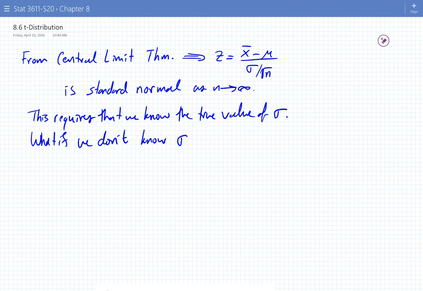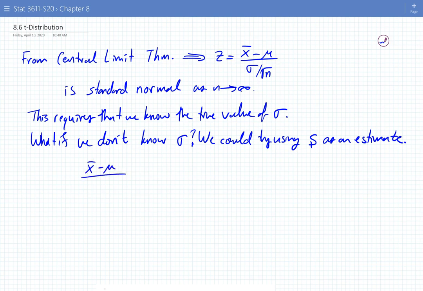So what if we don't know sigma? Well, we could try using the sample standard deviation S as an estimate. S squared would be the sample variance. All right. So then if we look at x bar minus mu, and then we replace sigma with the sample standard deviation S over the square root of n, what is this?